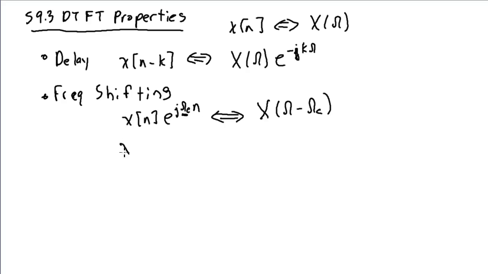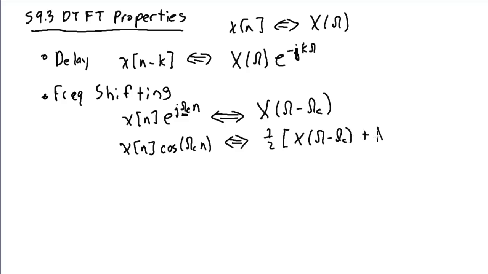Of course, from this you can derive, using Euler's formula, that when we multiply a sequence by a cosine, the Fourier transform is 1/2 X of omega minus omega c plus X of omega plus omega c. We'll have the original spectrum shifted to the right by omega c, and then added to that the spectrum shifted to the left by omega c.